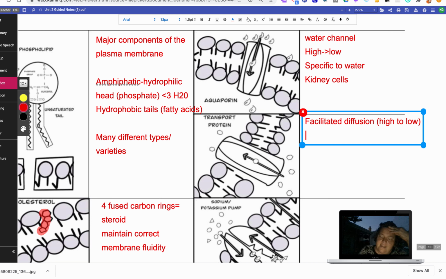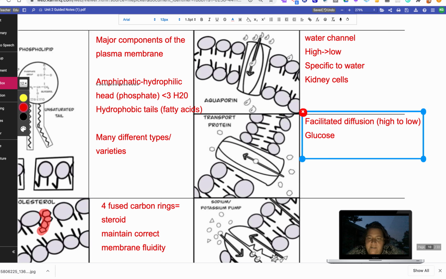And some things can be brought into the cell this way. There are quite a few, but I'm going to just talk about a couple. Glucose, for sure. Glucose transporter. Glucose is too big if you don't have this kind of door to bring it through. There are some others, like, for example, chlorine or other ion transport.